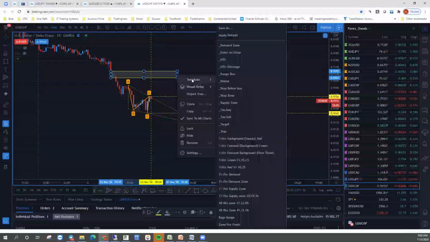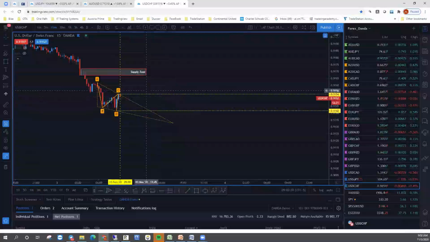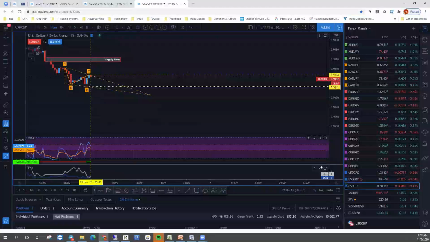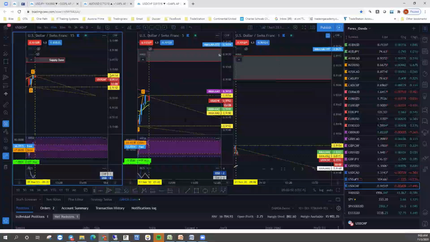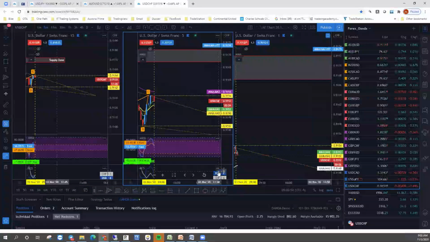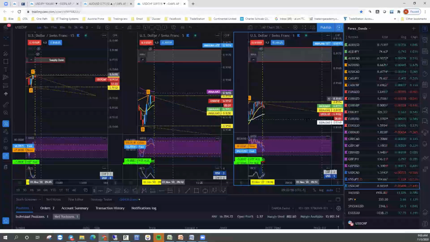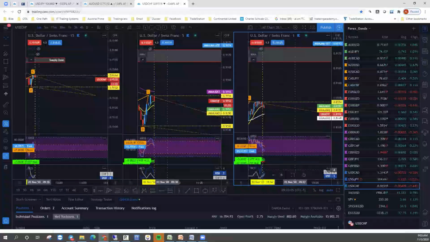Call this supply. Let's see what our strength is here. We have the Swiss pretty much rallying out for last place with the dollar. That's on the 15-minute. Dollar's a little bit stronger on the 5, and Swiss is stronger to the downside. Not a lot of consistency here.